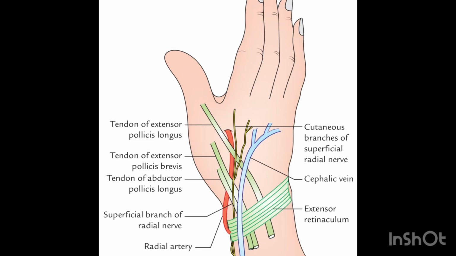So we talked about the content, which is the radial artery, and what passes superficially under the skin of the anatomical snuff box: the cephalic vein and the terminal branch of the superficial radial nerve. We talked about the boundaries, which are the roof, floor, anterolateral and posteromedial.